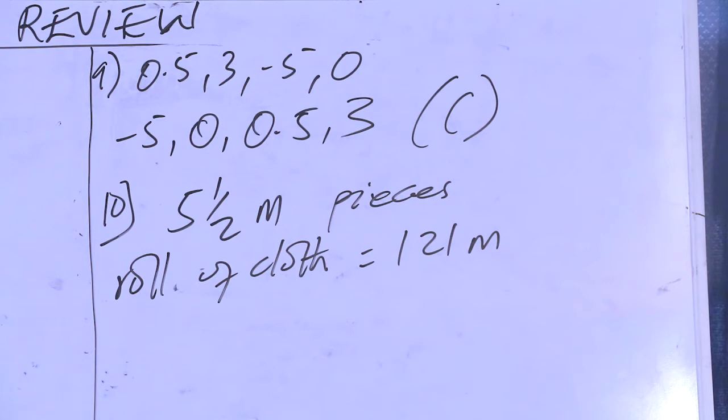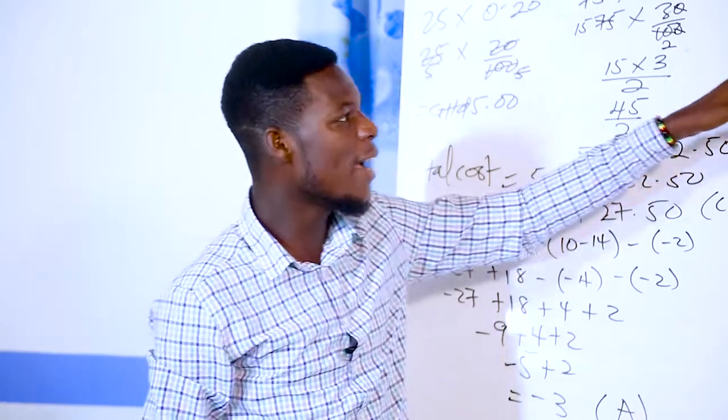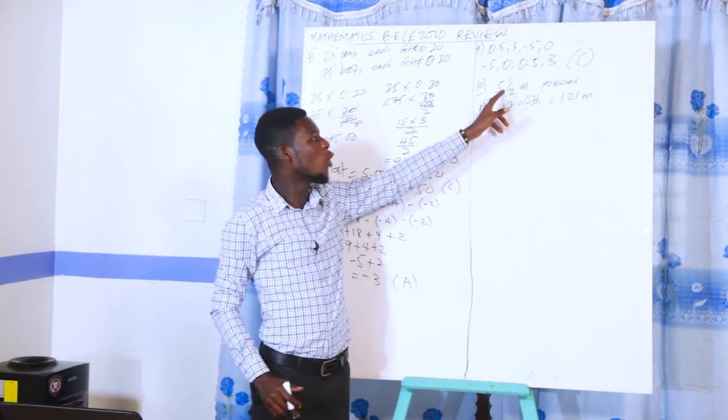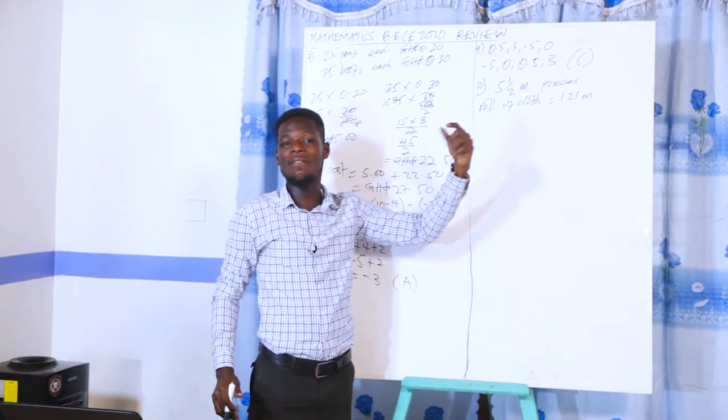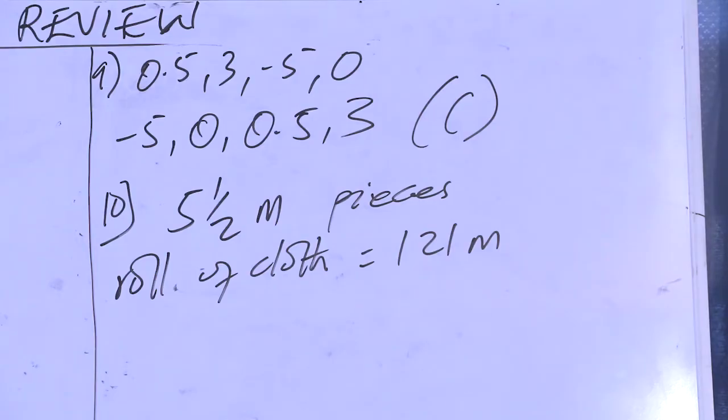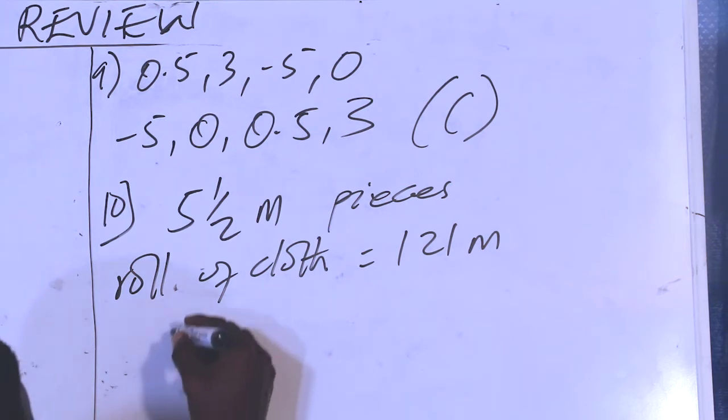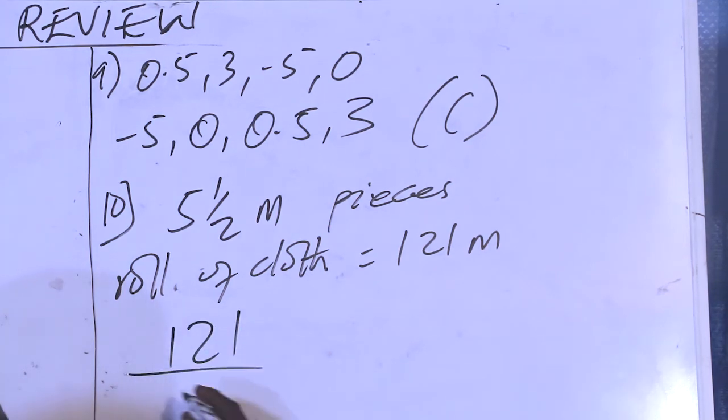So it's just like saying, for example, you have 25 oranges and you have 6 people sharing it. How will you share it? You divide the 25 oranges by 6. The same thing. So here you have 121 meters of cloth, and you want to find how many pieces of 5.5 you can cut. So what do you do? You just divide the 121 by the 5.5.